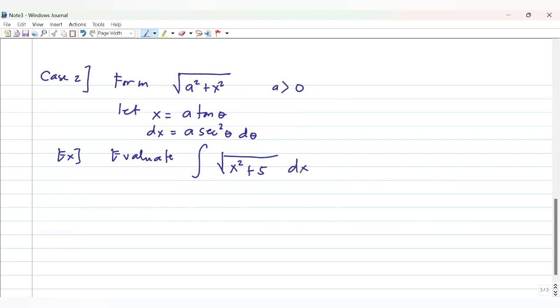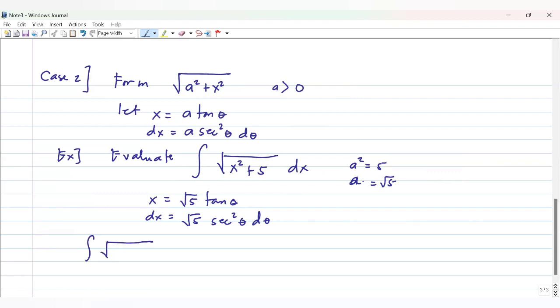So in here, what is our a squared? Our a squared actually is 5, such that your a is equal to square root of 5. So we take a is equal to square root of 5. Therefore, your x is equal to square root of 5 tangent of theta, such that your dx is equal to square root of 5 secant squared theta d theta. Okay, so from the problem, that is the square root of x squared plus 5 dx.